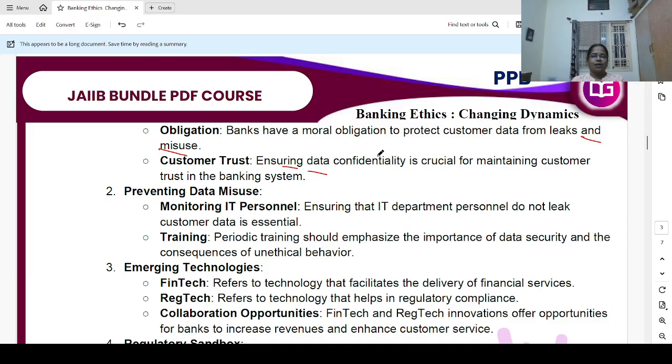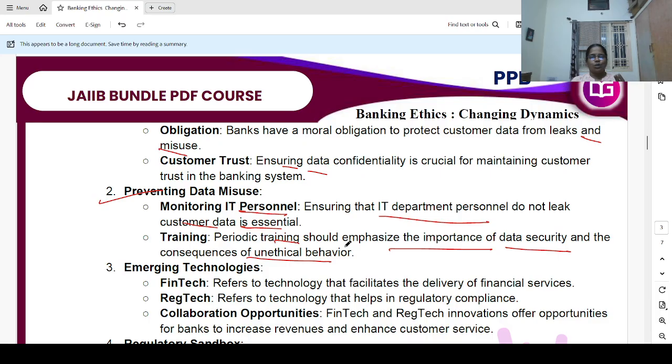Ensuring data confidentiality creates trust among the customers about the banking system. For preventing data misuse, monitoring the IT personnel is essential, ensuring that IT department personnel do not leak customer data. Customer data will be shared with IT people only if required, otherwise it won't be leaked to IT professionals either. Periodic training should emphasize the importance of data security and the consequences of unethical behavior. They have to provide better training to their employees.